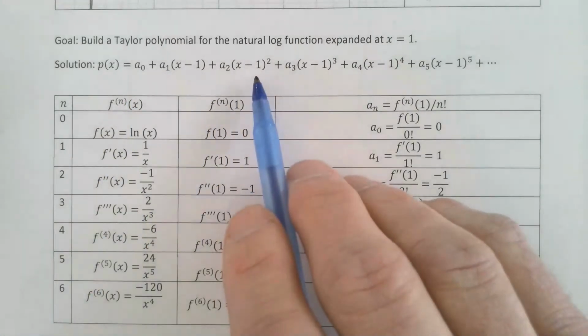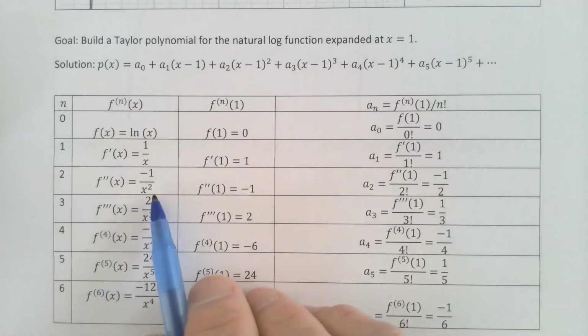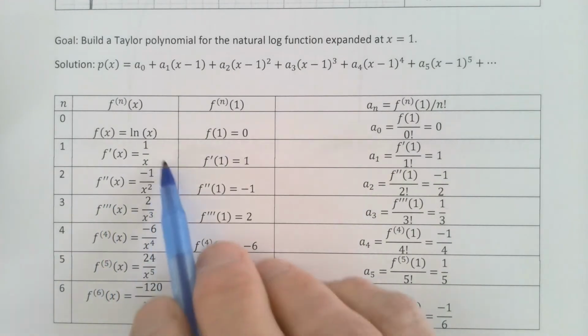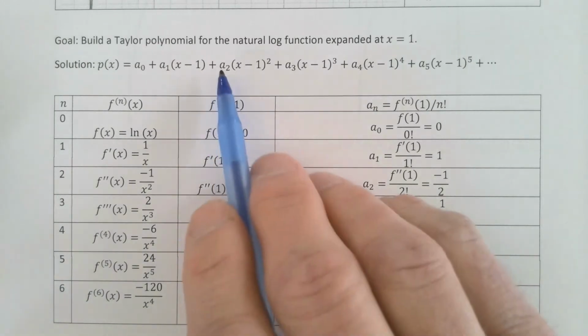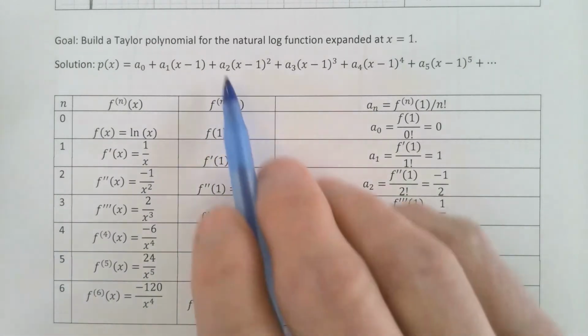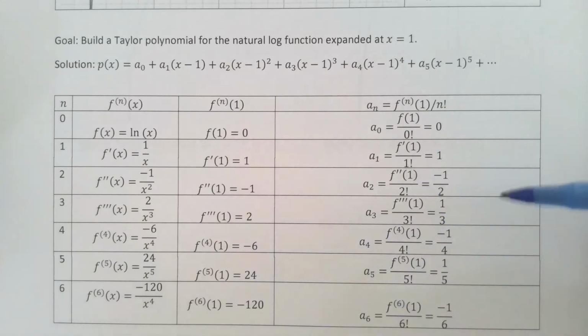For the quadratic term, just go to the second derivative. Here it is. Plug in a 1, and you get negative 1. But the quadratic coefficient is not negative 1, it's negative 1 divided by 2, because you have to divide, starting with the quadratic term, by 2 factorial.